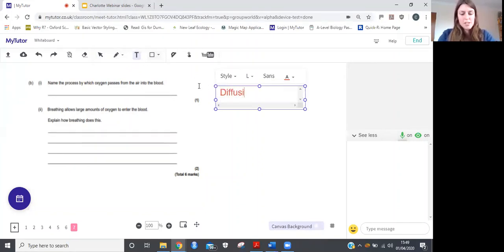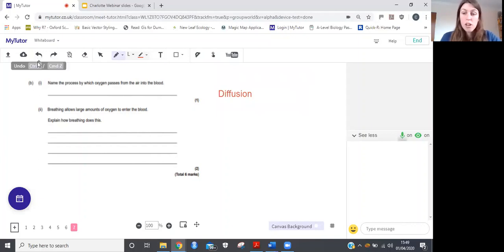The answer is diffusion. Make sure for this part of the question that you're still underlining it. So we want a name. We know it's 1 mark, it's probably 1 word. We want the name of a process. And also make sure that you don't get it confused with other types of movement of particles. So when you think about gas exchange or any sort of movement, you could think about diffusion, osmosis, and active transport.